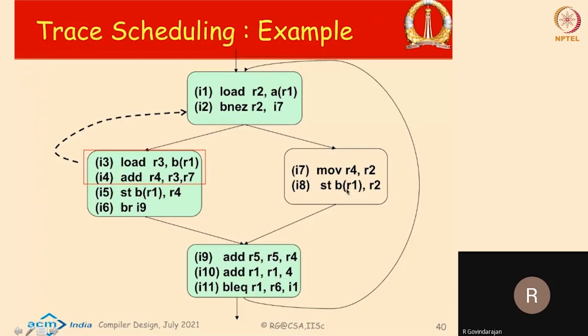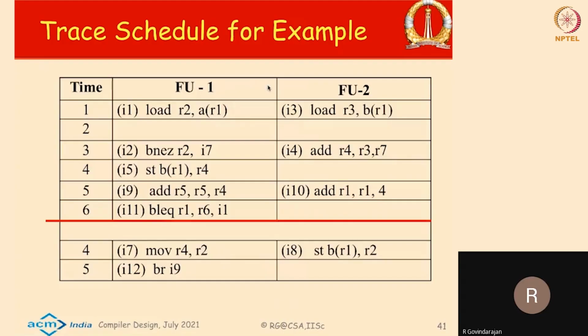Or if R3 is live here, I have to introduce certain compensatory code, maybe copy R3 into some other register or whatever, before I go to this path. So I have to see all of those things when I do the instruction movement. But in this case, since R3 is not live here, and similarly R4 is not live here, I can actually move these two instructions here. Fortunately for me, R4 is defined before it's used. Therefore, it is okay to move R4 again. So when I do that, I can actually get the following sequence of code.